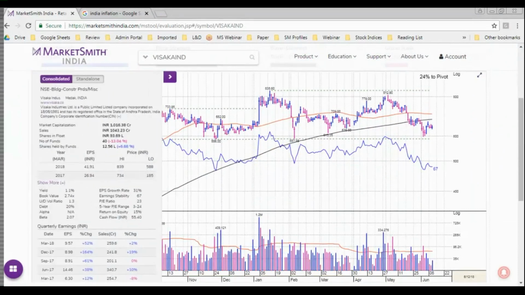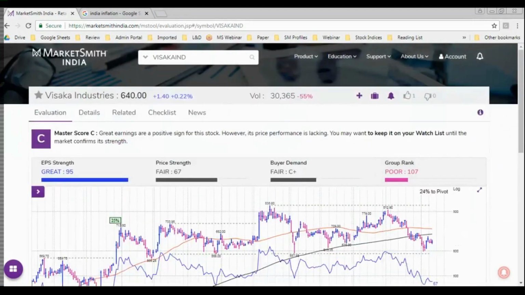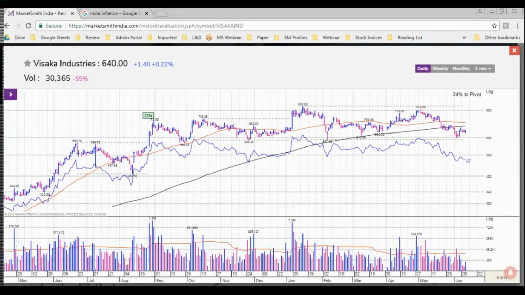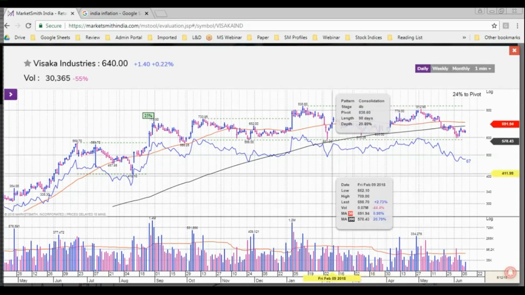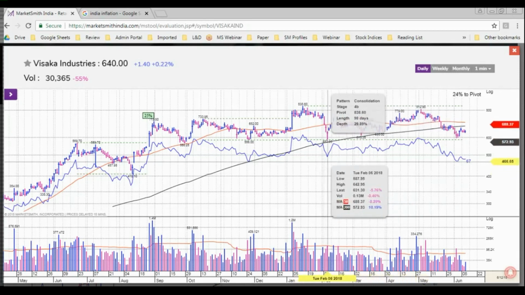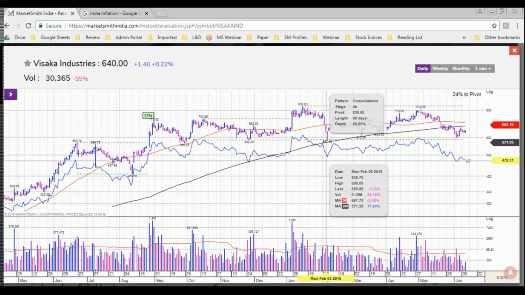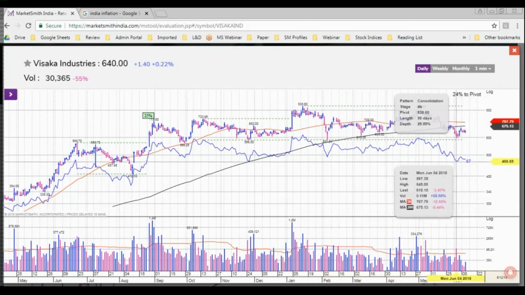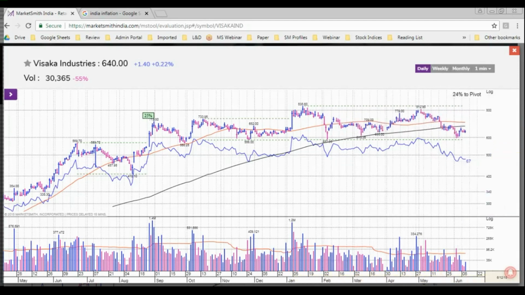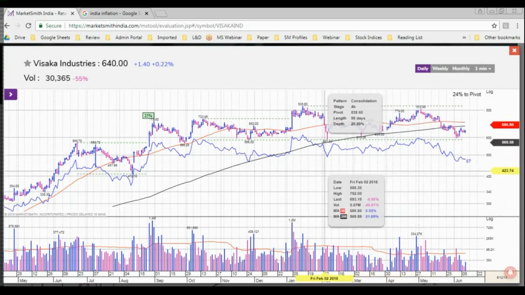So I guess Vishaka has reported some good numbers in recent quarters. I don't have a lot of time to look at the fundamentals, but from a technical point of view, I can certainly say that the stock has formed a bottom at the 587 level. There are 3 occasions where it has bounced back from there.